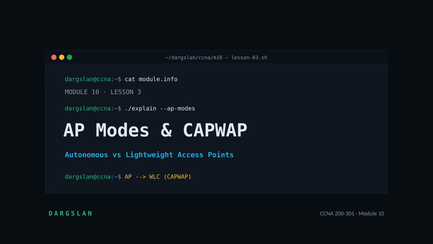In this lesson, we're tackling a question that sits right at the heart of modern wireless networks. How do you actually manage access points at scale? We'll be looking at the two fundamental AP modes, autonomous and lightweight, and the protocol that ties everything together, CAPWAP, the tunnel that connects a lightweight AP to its wireless LAN controller.